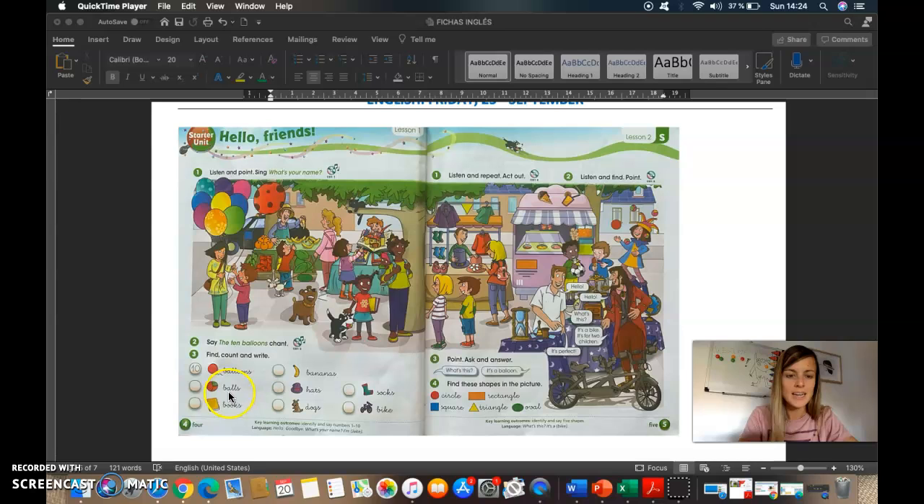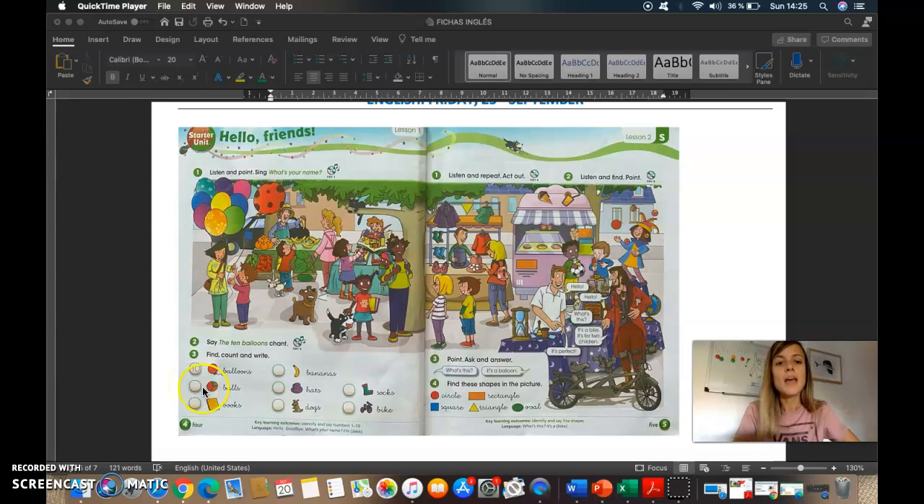So next one. We have to find, count, and write the number of balls. Okay, great. Find the balls in the picture. Where are the balls? Great, the balls are here. The girl is playing with the ball. So let's count the balls. How many balls are there? 1, 2, 3, 4, and 5. So let's write number 5 here in the circle.